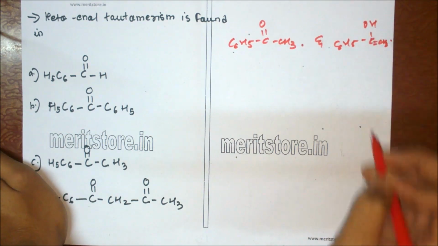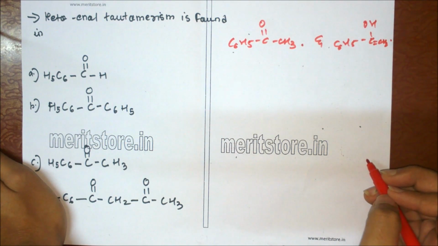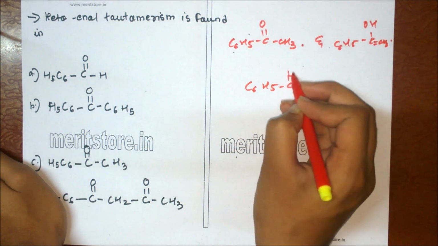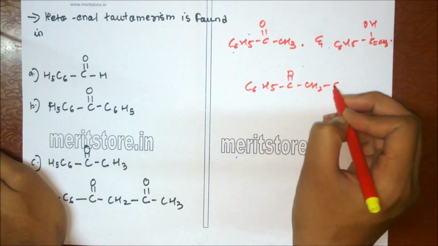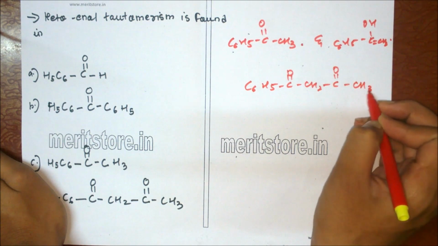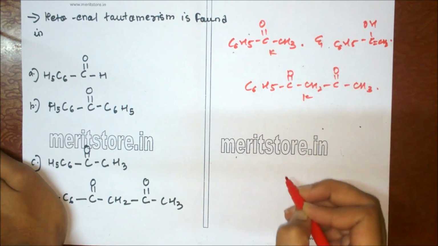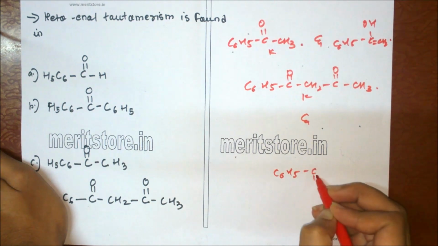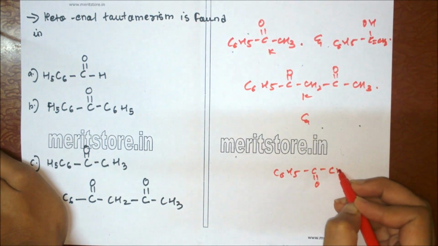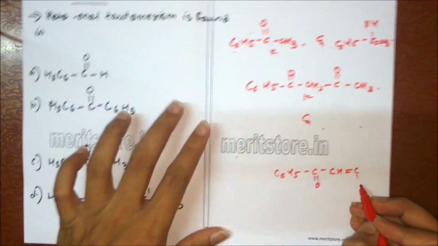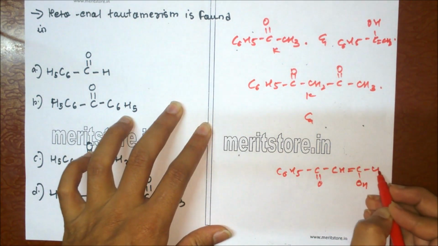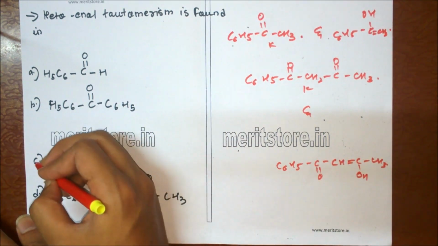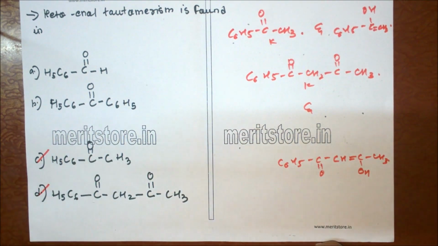This is the enol form. Similarly, keto-enol form is also found in C6H5 C double bond O CH2 C double bond O CH3. This is the keto form, and its enol form is C6H5 C(OH) double bond CH C(OH) CH3. This is the enol form of the structure. So structures C and D both have keto and enol forms.